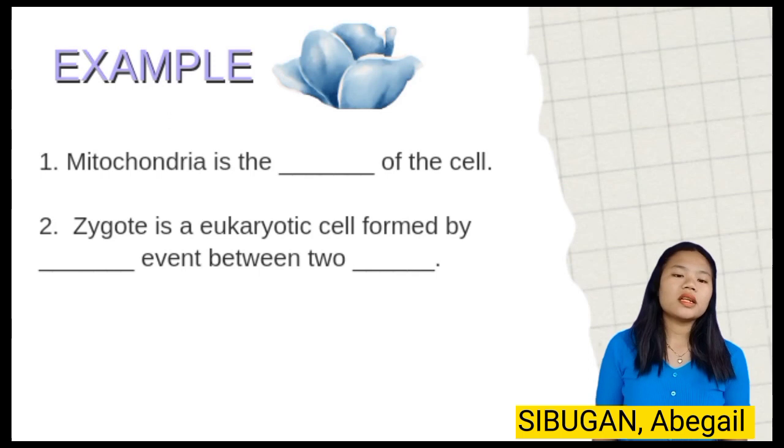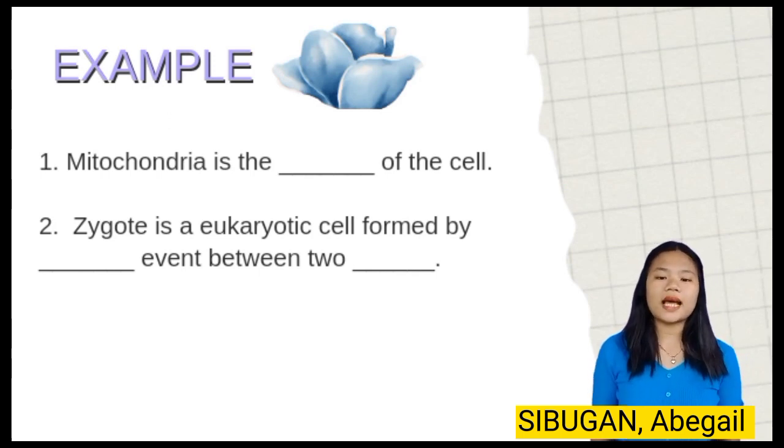For example, "Mitochondria is the blank of the cell." We have only one blank here. The answer is the powerhouse. So, mitochondria is the powerhouse of the cell.